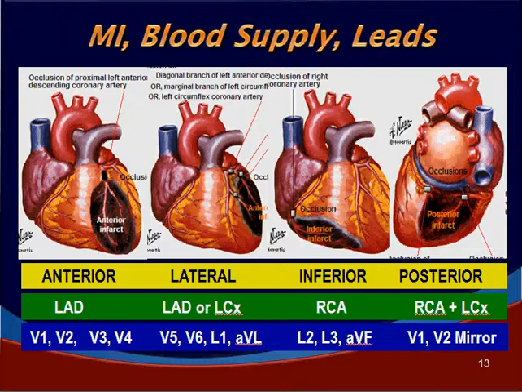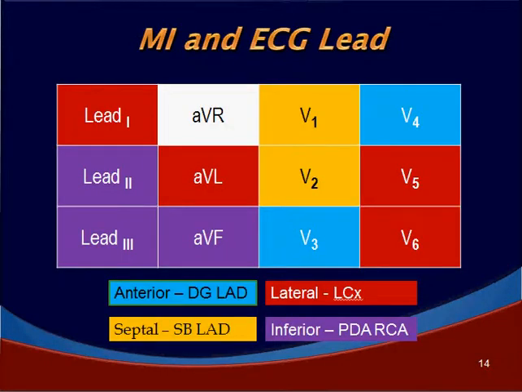Remember, these are not watertight compartments. A patient will have anterior as well as lateral, anterior as well as inferior, inferior and posterior, lateral and inferior, all sorts of combinations can occur. Then the changes will be seen in the corresponding leads, as we can see in this table. So this is a tabular way of looking at which leads will be affected and which infarct.